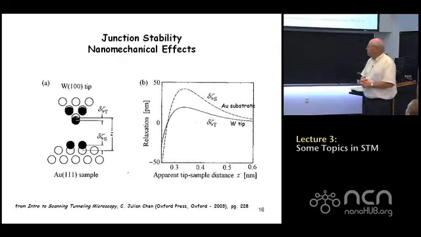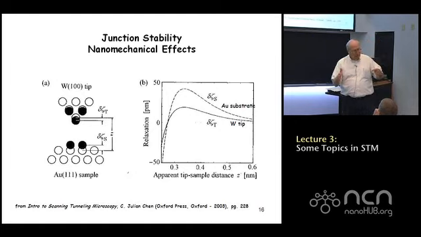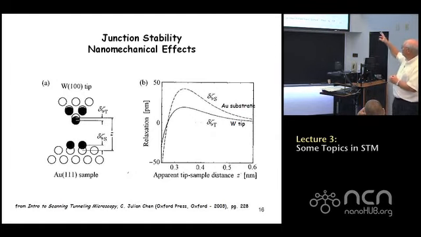This is from Julian Chen's nice book on scanning tunneling microscopy, where he actually calculates the displacement of tip atoms and substrate atoms as the apparent distance between the tip and the sample is varied. Right? So you can see that when the tip-sample distance is large, on the order of 0.6 nanometers, there's very little displacement between the gold substrate atom and the tungsten tip atom.